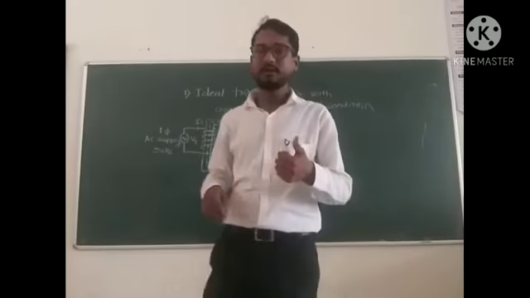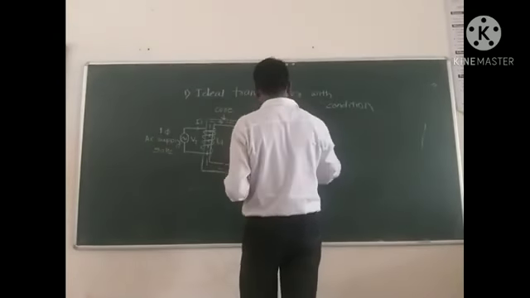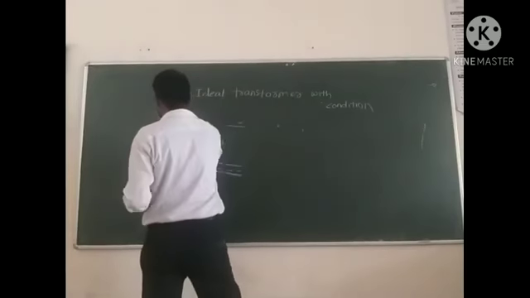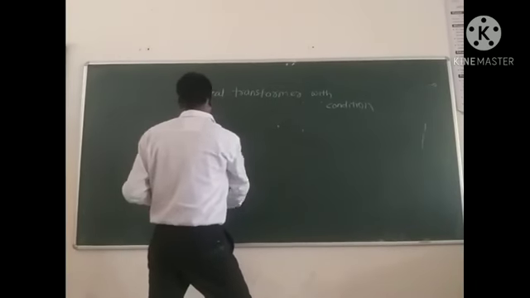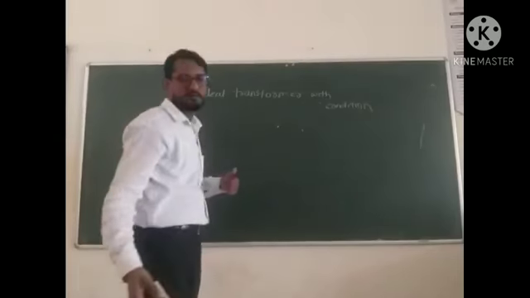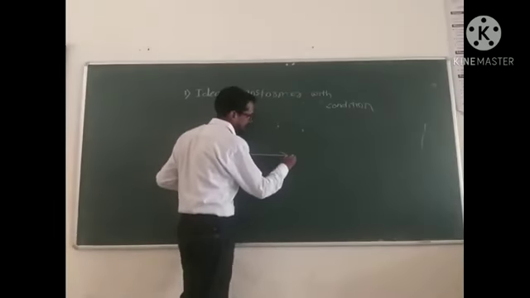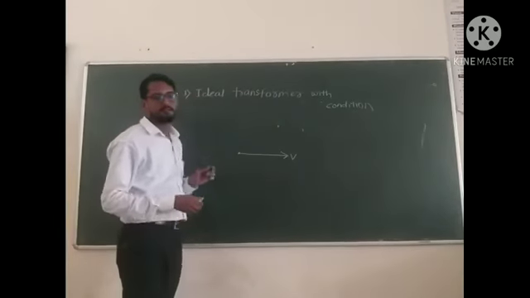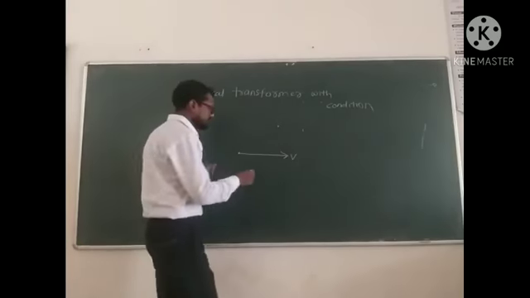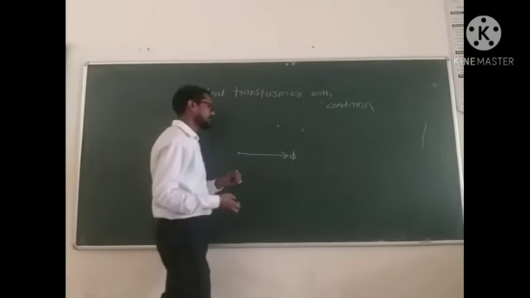So now we draw the phasor diagram. This phasor diagram shows the nature of the voltage and current in the case of an ideal transformer. We consider the reference line as the supply voltage V. So we know that we consider the reference line as phi, that is the flux.